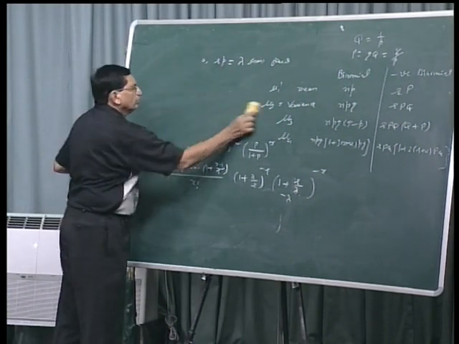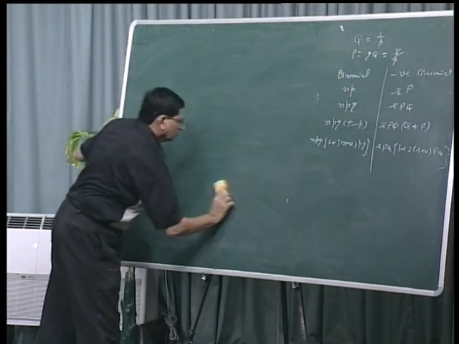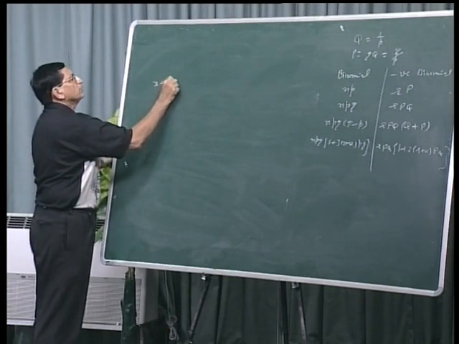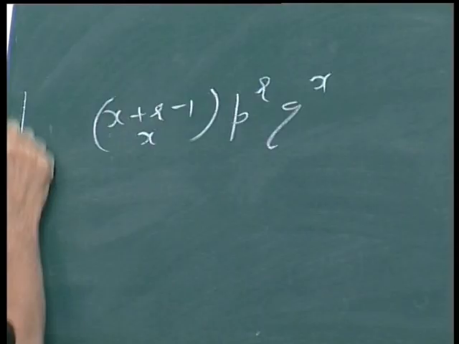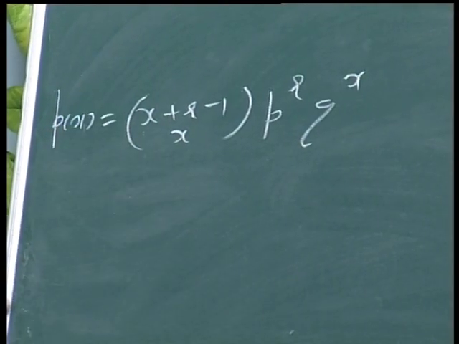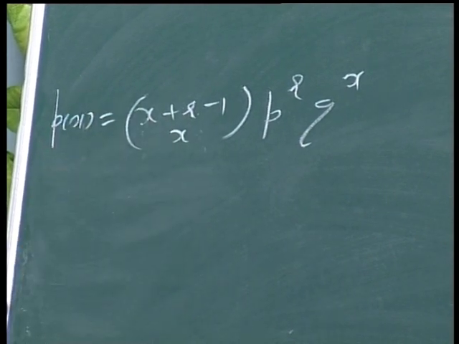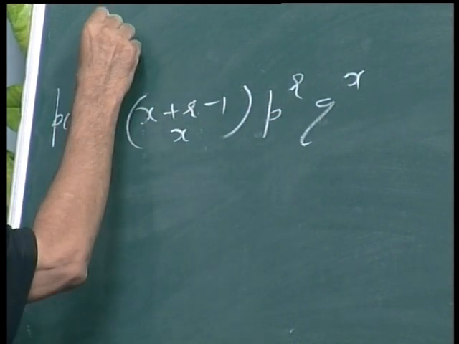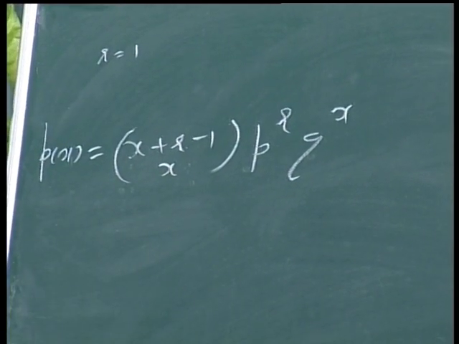Now, as Dr. Manish said earlier, when we take r is equal to 1, suppose here, see it is x plus r minus 1 C x p raised to r q raised to x, this is the probability function of negative binomial distribution, where r is the number of successes, x the number of failures, and x plus r means total number of trials, p probability of success, q probability of failure. Now if we take r is equal to 1, this was the probability of getting x failures preceding r successes.